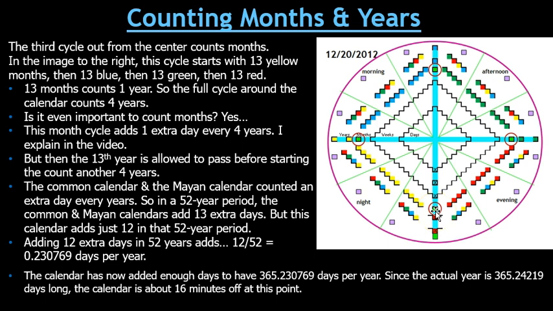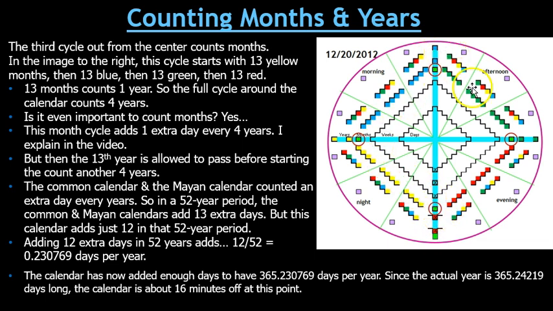Now, is it even important to count months? Yes. This month cycle adds 1 extra day every 4 years. But then the 13th year is allowed to pass before starting the count of another 4 years. So you come around 4 years, and then you add an extra day right here in that red circle.